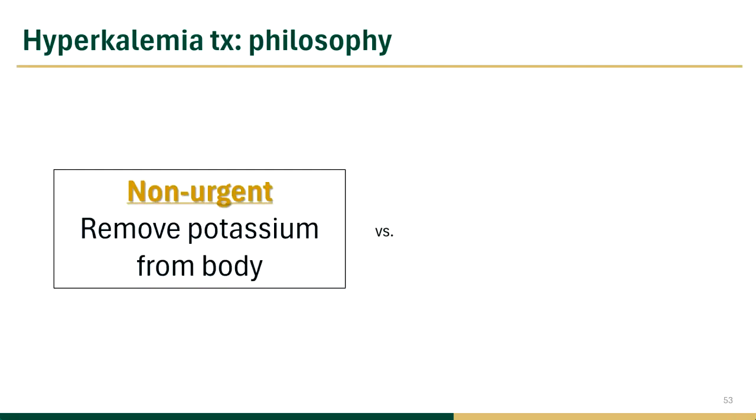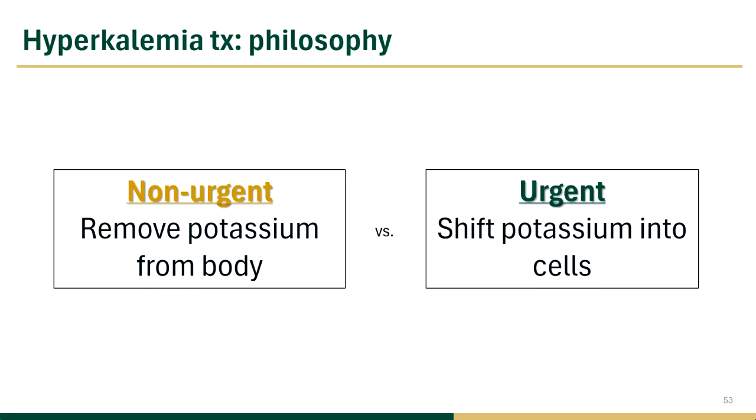The treatment philosophy is one of two things. Either you have a non-urgent approach, which is non-life-threatening, and you're just trying to get rid of the potassium from the body because you've got time. Or you have an urgent approach, which is when you don't have a lot of time and you need to shift potassium inside the cells. Because if it's inside the cell, it's not going to cause death as rapidly as it would if it were outside the cell. So we'll start with the non-urgent.